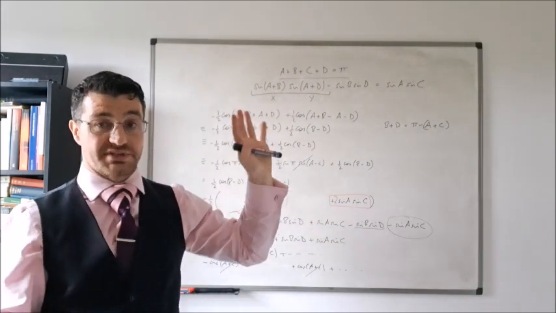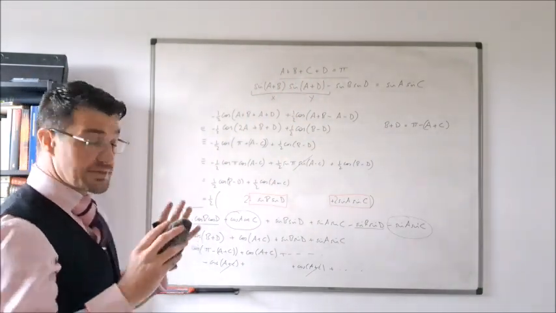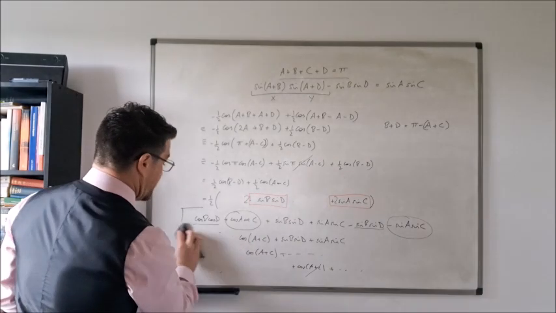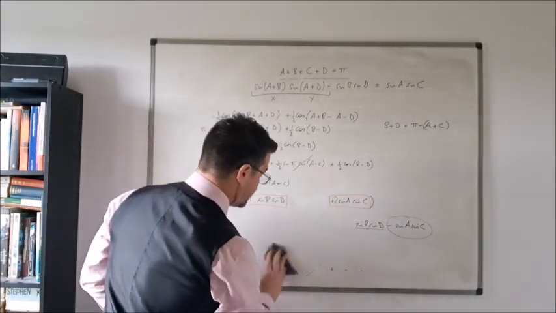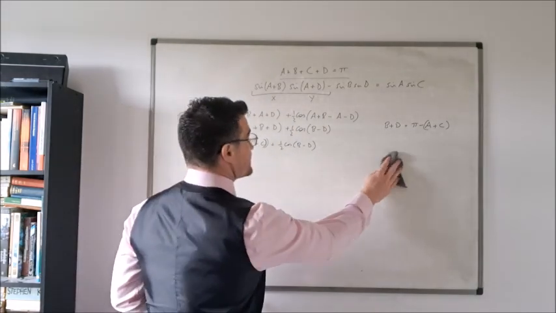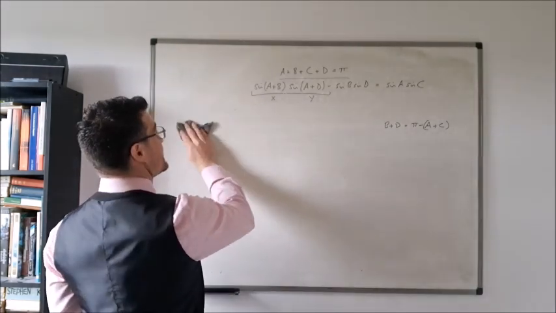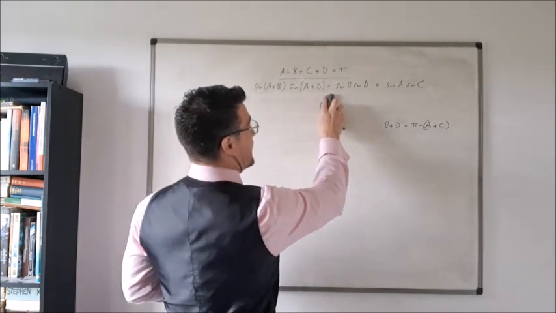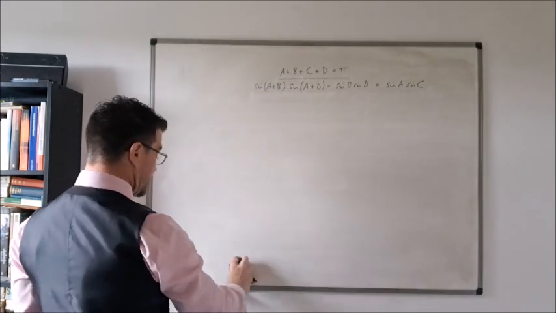A plus B plus C plus D is equal to pi. You've got to remember that. Okay, so if we get rid of this stuff, this next part, I had several difficulties with this.